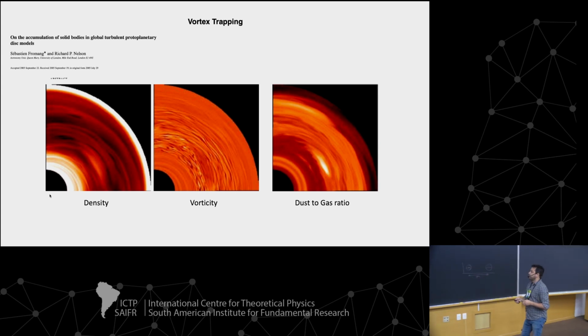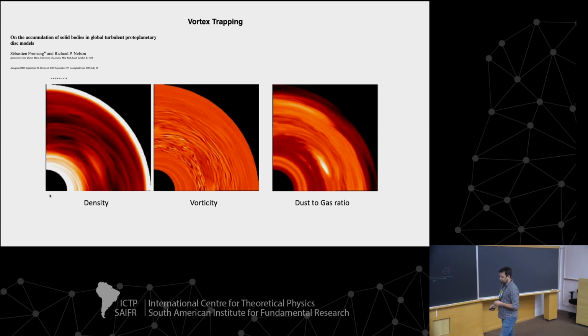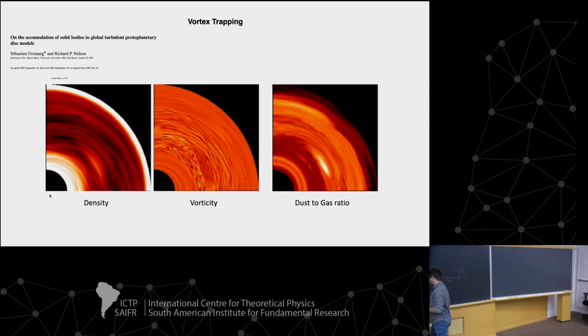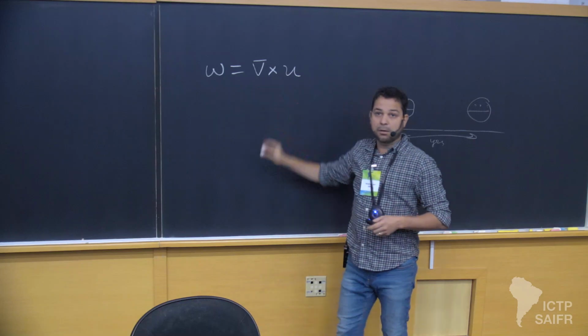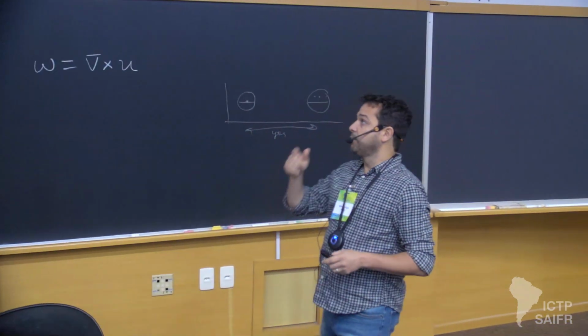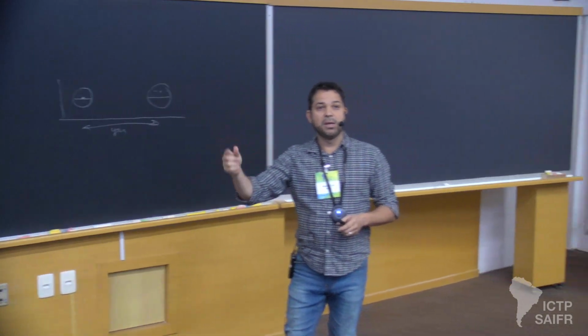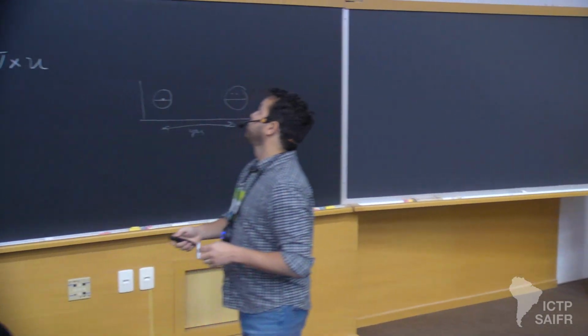What you're seeing here is a model showing the density, and here it's plotting the vorticity. The vorticity, by the way, is the curl of the velocity. Call it omega, that's the vorticity. You take the curl of the velocity field. So if the disk is rotating in this way, the vorticity is pointing upwards. So it's a patch of constant angular momentum in the disk.